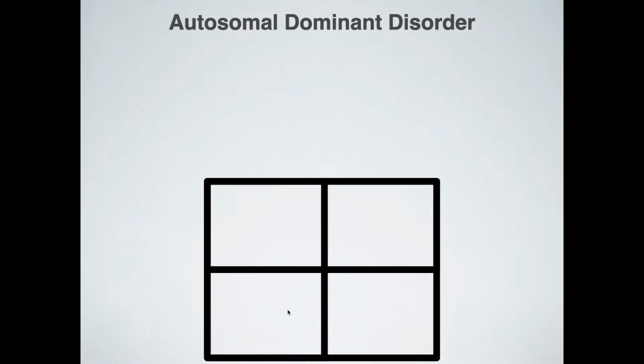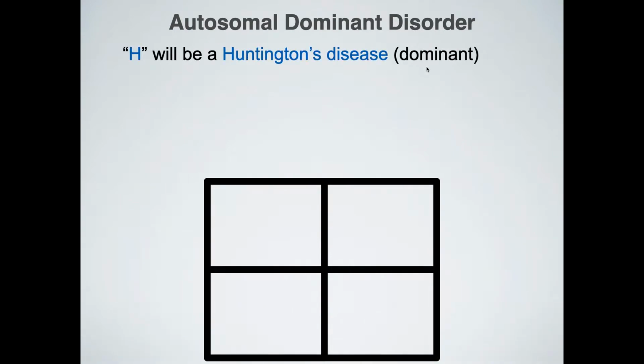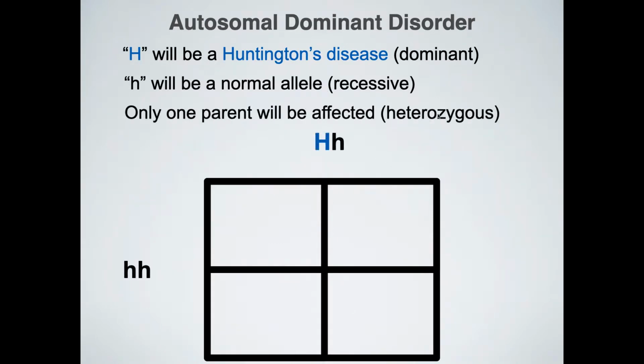So how do we do a Punnett square for an autosomal dominant disorder? Well, we're going to do this for Huntington's disease. Capital H means you have Huntington's disease. Lowercase h is a normal allele. So let's say that one parent is heterozygous. One parent has one copy of the Huntington's disease causing allele, but that means they have Huntington's disease, because remember, there are no such things as carriers. And then we have one parent that's totally normal.